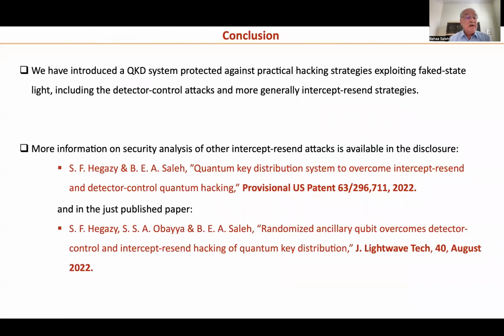So in conclusion, we have introduced a quantum key distribution system protected against practical hacking strategies exploiting faked state light, including the detector control attacks, and more generally, the intercept-resend strategies. More information on the security analysis and other systems are in a provisional US patent and also in a paper just published in JLT. Thank you.